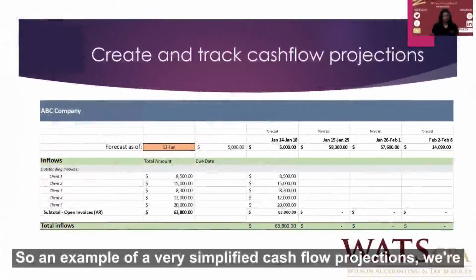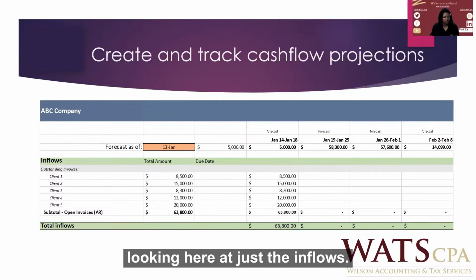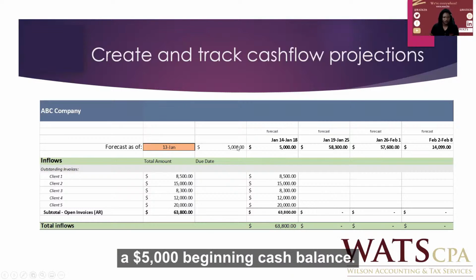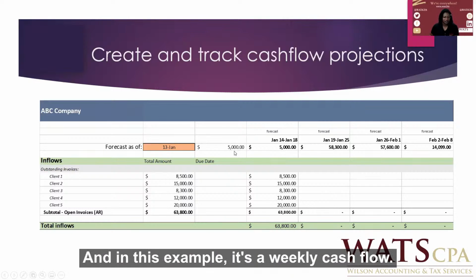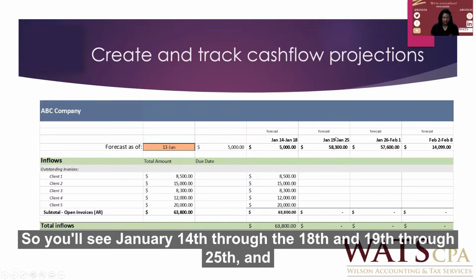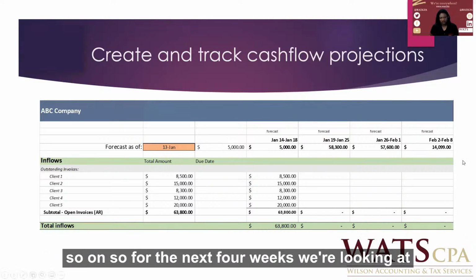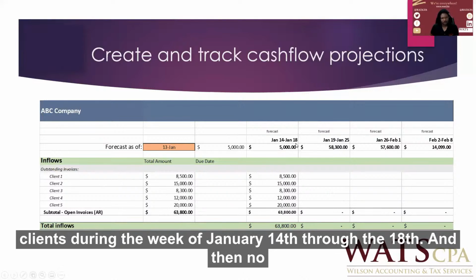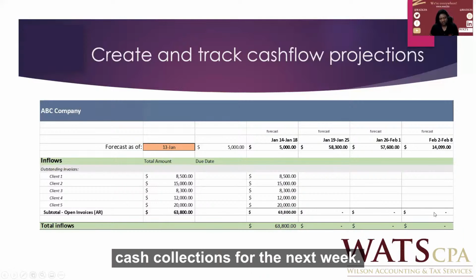So an example of a very simplified cash flow projection, we're looking here at just the inflows. In this example, ABC Company is forecasting as of January 13th, and we have a $5,000 beginning cash balance. In this example, it's a weekly cash flow. So you'll see January 14th through the 18th, the 19th through the 25th, and so on. For the next 4 weeks, we're looking at 5 clients paying, or collecting $63,000 from these 5 clients during the week of January 14th through the 18th, and then no cash collections for the next week.